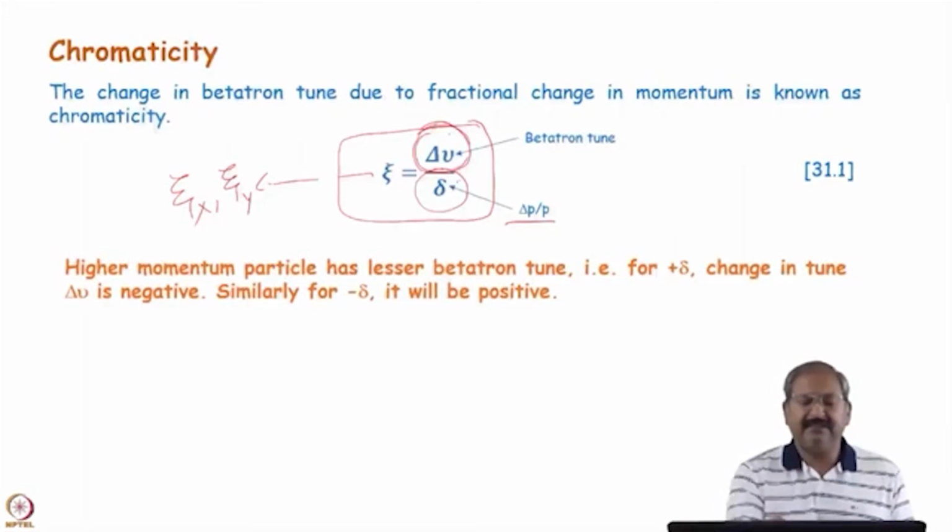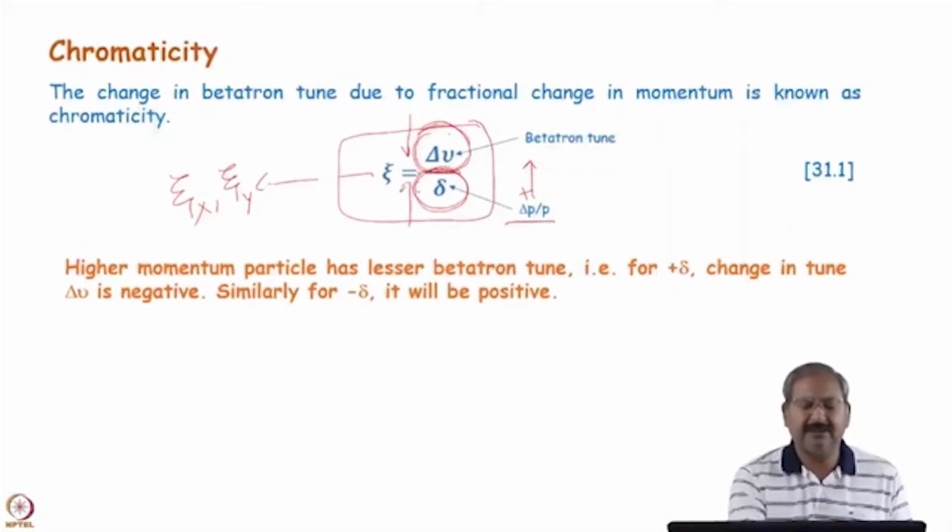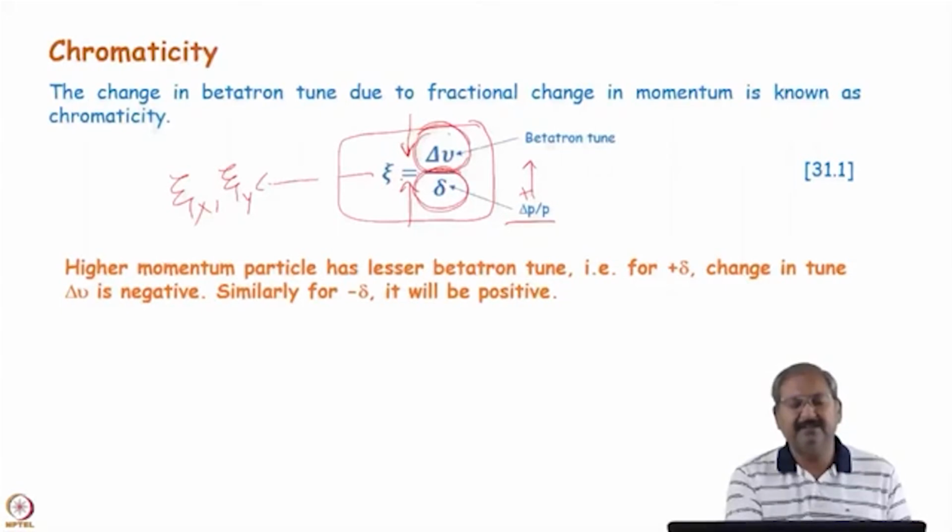Now you can see that when delta P is positive, delta P by P is higher. So for a higher momentum particle, delta P is positive, and for that particle the tune decreases, meaning delta nu decreases. So delta and delta nu have opposite signs. If delta is plus, delta nu is minus. If delta is minus, then the tune will increase and delta nu will be plus. Meaning chromaticity is a negative number in the synchrotron.